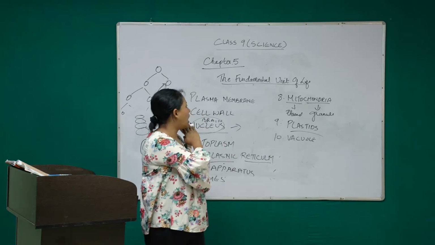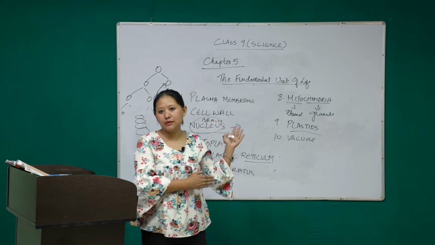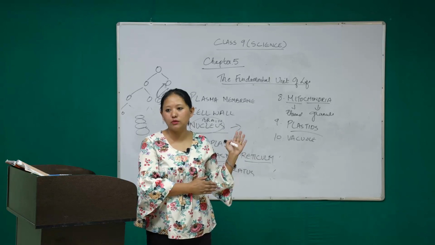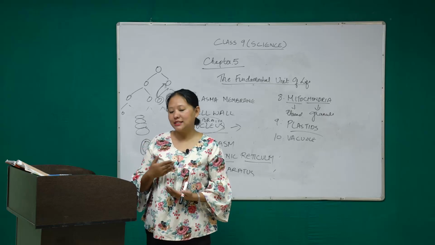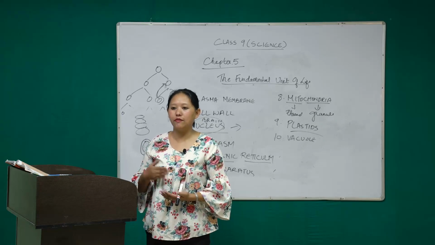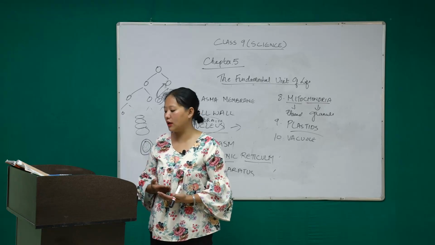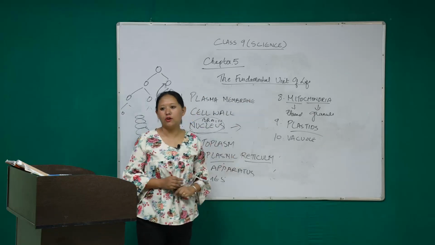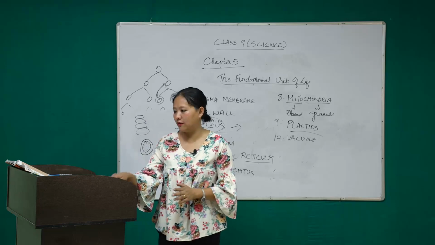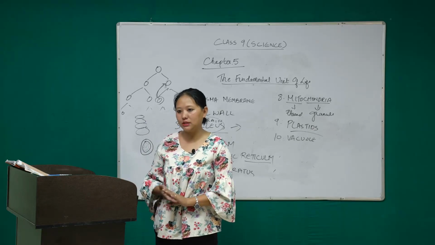So these are all the different types of cell organelles that are found in a cell, and so we can say that the cell is the structural and functional unit of all living organisms, and the cell is the fundamental unit of life. So with this, we have completed this chapter. Thank you.